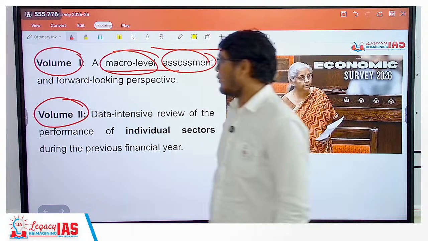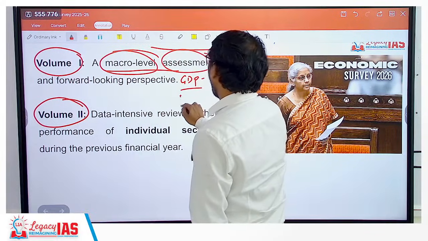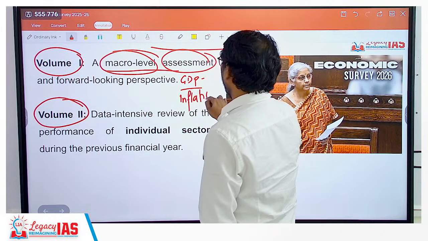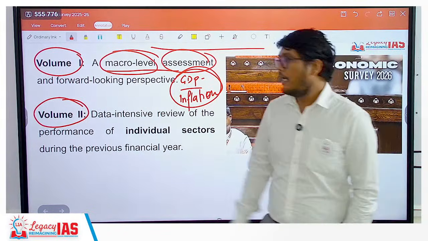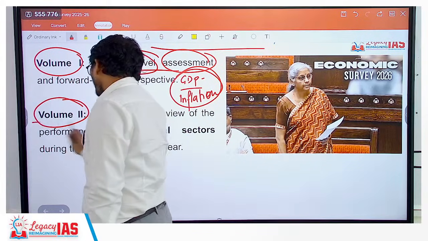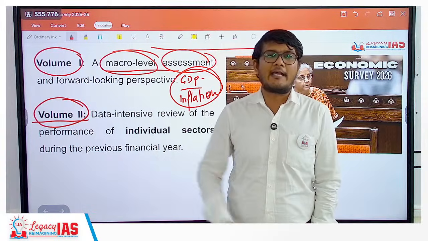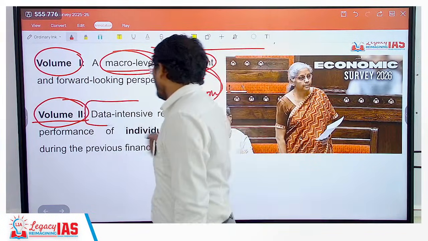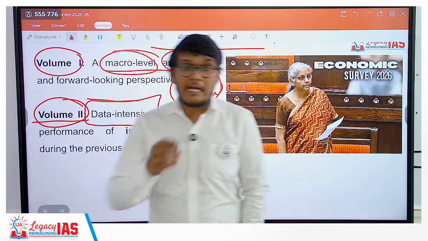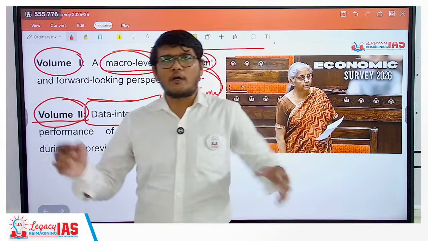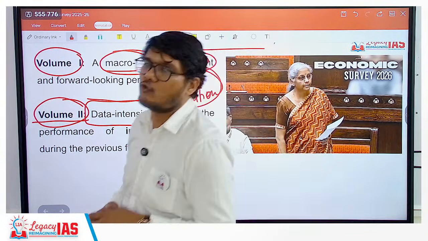Now what are these macro level factors? For example, your GDP, the GDP growth rate, or your inflation, so on and so forth. All these macroeconomic factors are discussed in volume 1. Then you have your volume 2. Now this volume 2 is basically very highly data intensive. So here is where you will see percentages and numbers in high detail talking about sector specific performance, the growth rate, compound annual growth rate, so on and so forth.